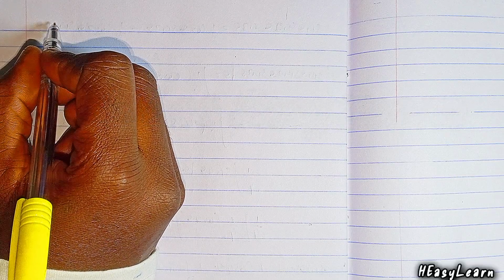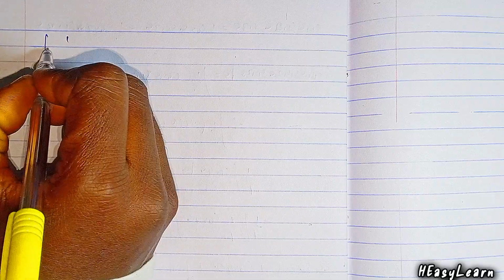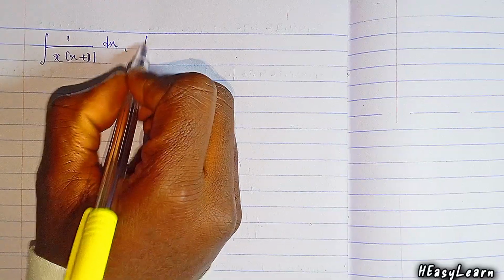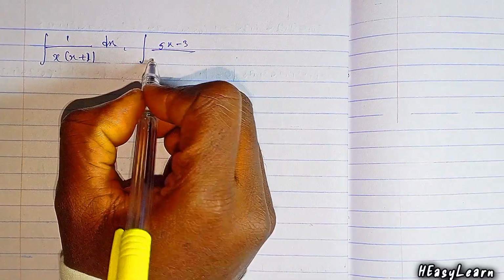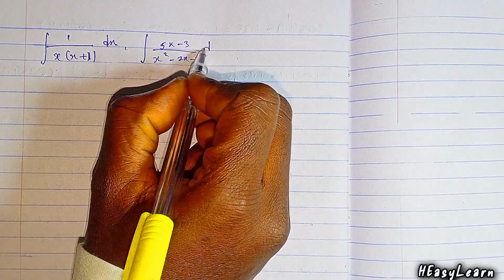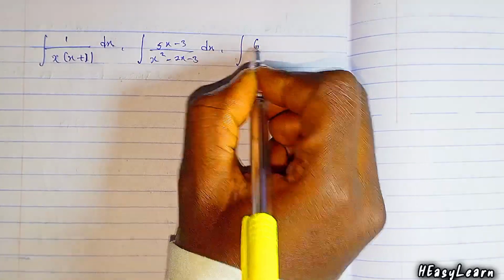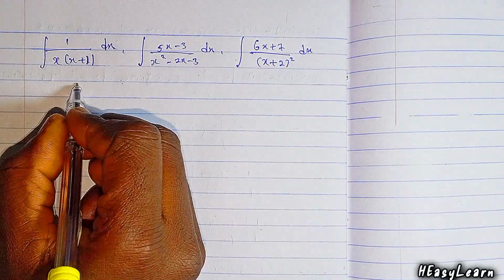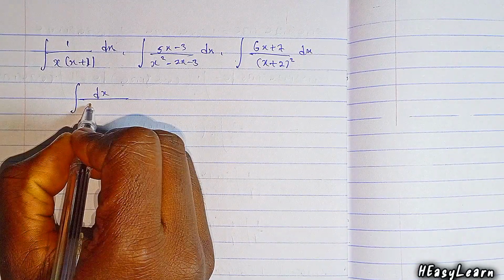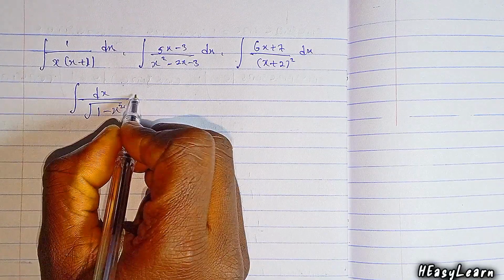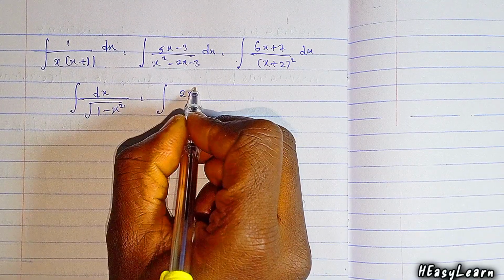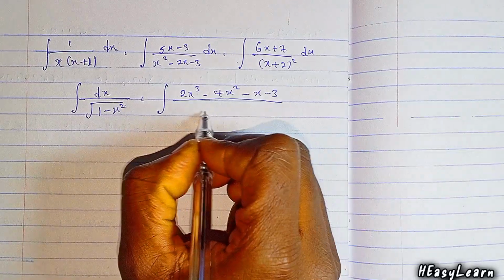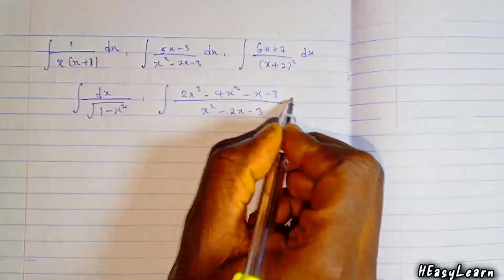In this video, we are going to discuss how to integrate integrals of the form 1 over x plus 1 dx, how to integrate 5x minus 3 divided by x squared minus 2x minus 3 dx, how to integrate 6x plus 7 divided by x plus 2 squared dx, how to integrate x divided by the square root of 1 minus x squared, and how to integrate 2x to the power of 3 minus 4x squared minus x minus 3 divided by x squared minus 2x minus 3 dx.